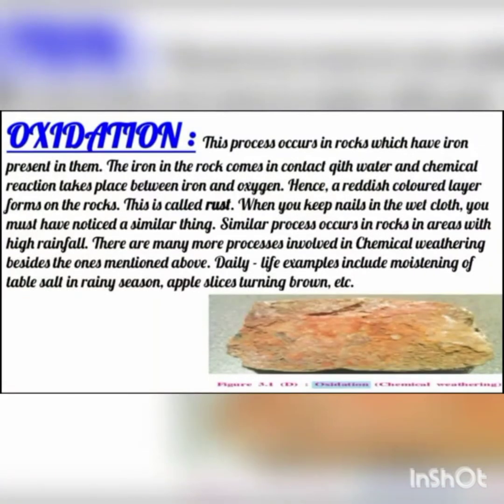Next is oxidation. This process occurs in rocks which have iron present in them. The iron in the rock comes in contact with water, and chemical reactions take place between iron and oxygen. Hence a reddish colored layer forms on the rocks. This is called rust.